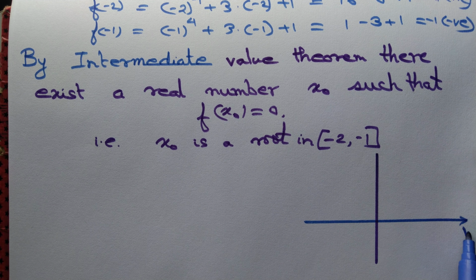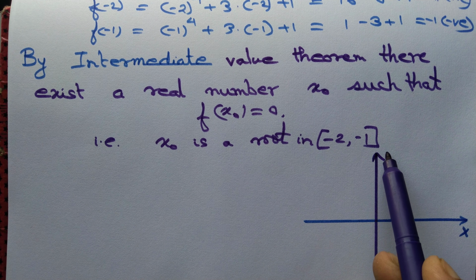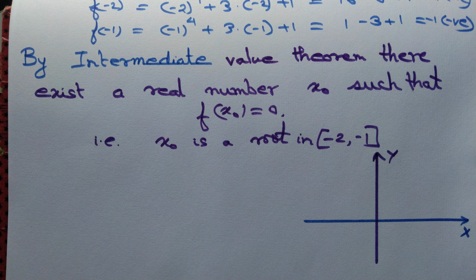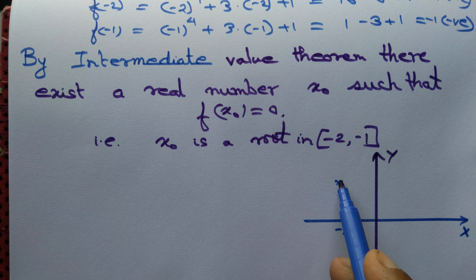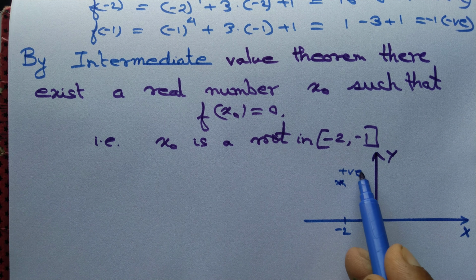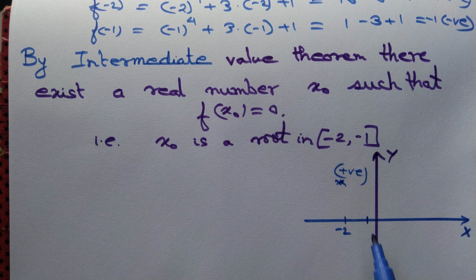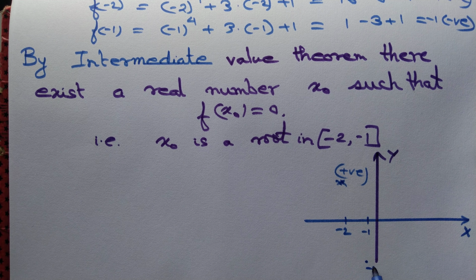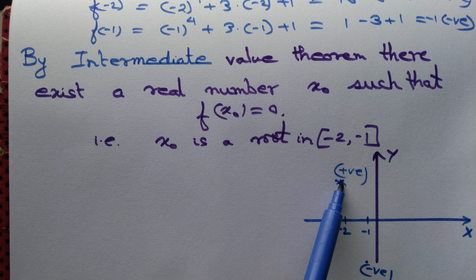To understand it, we draw the x-axis and y-axis. And we know that f(-2) is positive. And further, we know that f(-1) is negative. And we are given that the function is continuous. So let's draw a continuous curve.